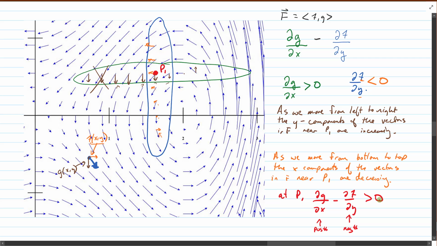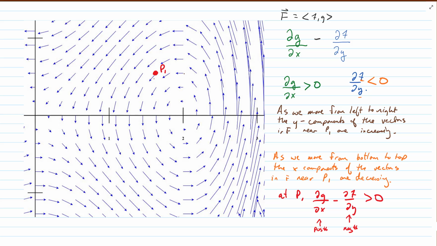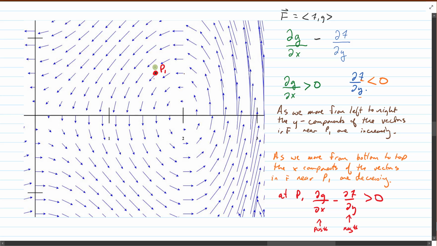Now I'm going to clean up this picture. So let's erase it. So another way to interpret the curl is to say, let's say we had a pinwheel right here.